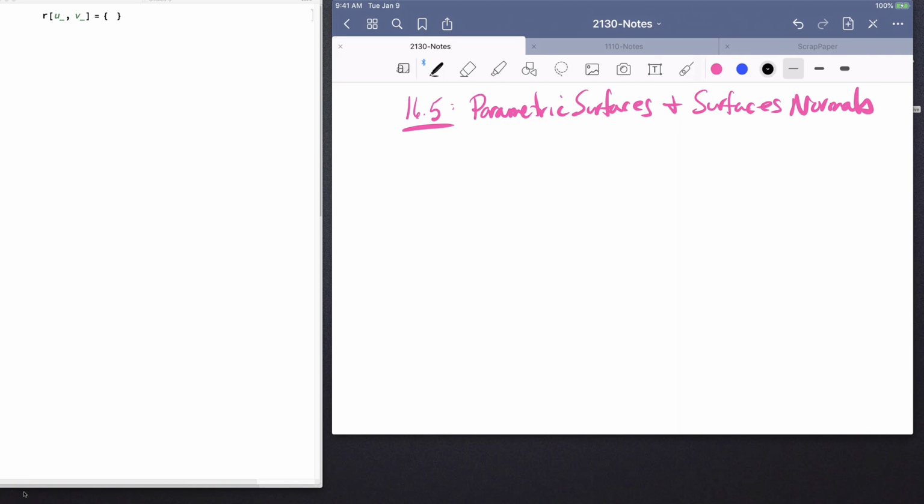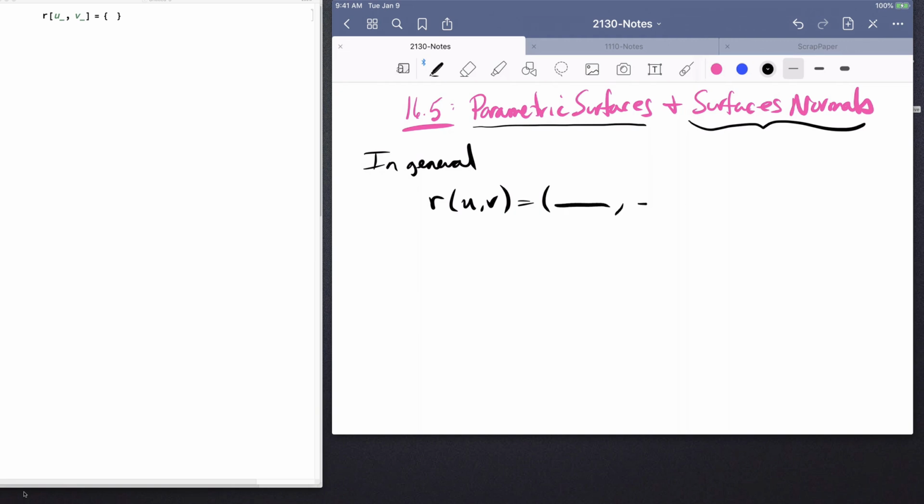Alright, in this video we look at some common parametric surfaces and we discuss the concept of the surface normal. In general, a vector valued function in two variables into three-dimensional space is a parametric surface, where you have a formula for x as a function of u and v, y as a function of u and v, and z as a function of u and v.